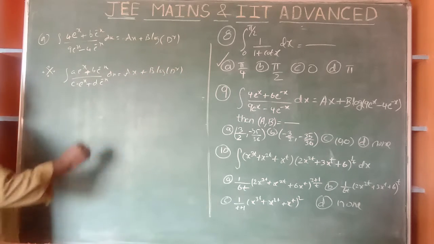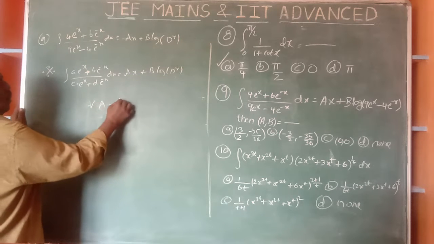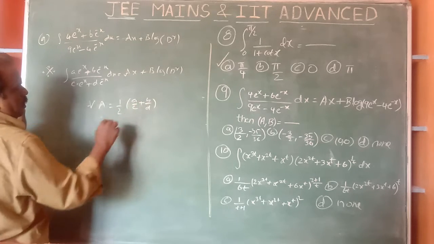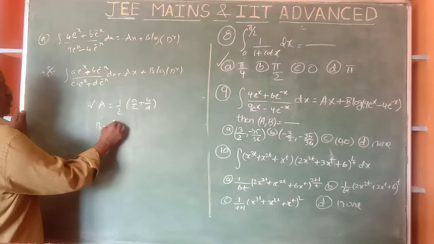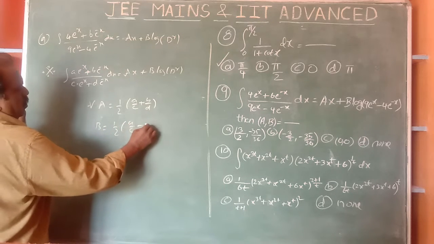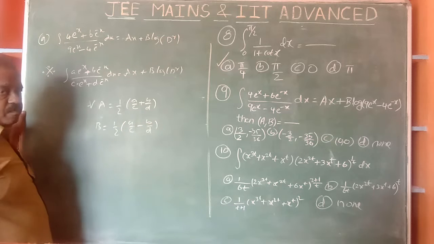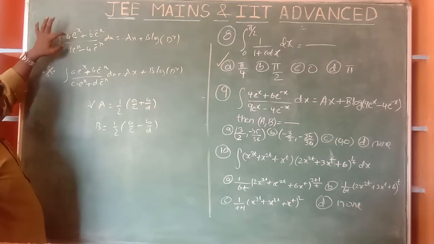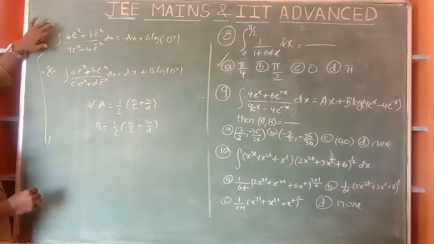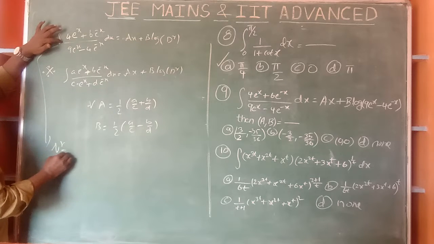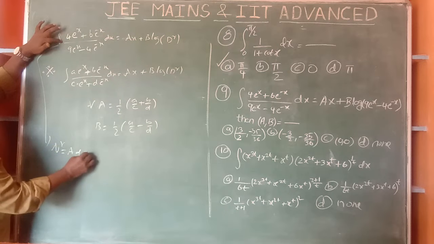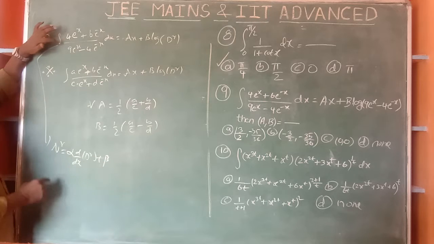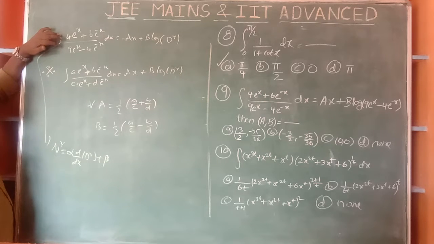Means, you see, where capital A is 1 by 2 into a by c plus b by d is a formula. B is equal to 1 by 2 into a by c minus b by d. Okay now? These are the formulas. You simply follow the formula. Or otherwise, we have to solve this one by traditional method. Traditional method: the numerator is equal to A d by dx of denominator plus B. Or otherwise, alpha beta we will take. Okay now? It is a theory part, method is there.